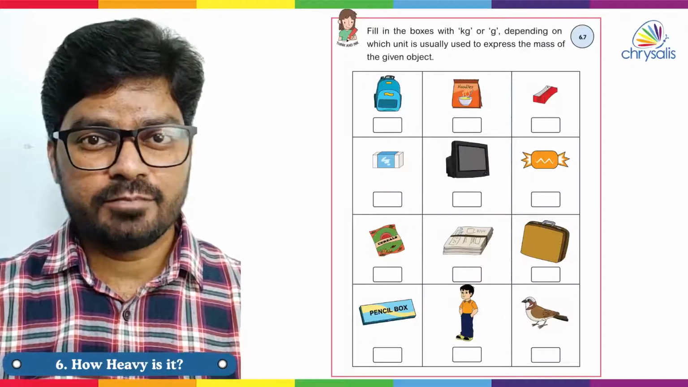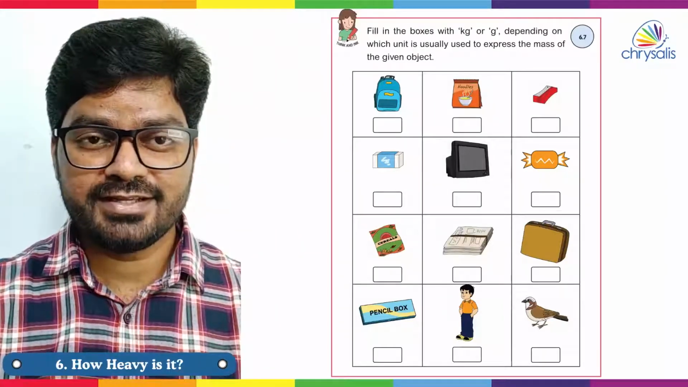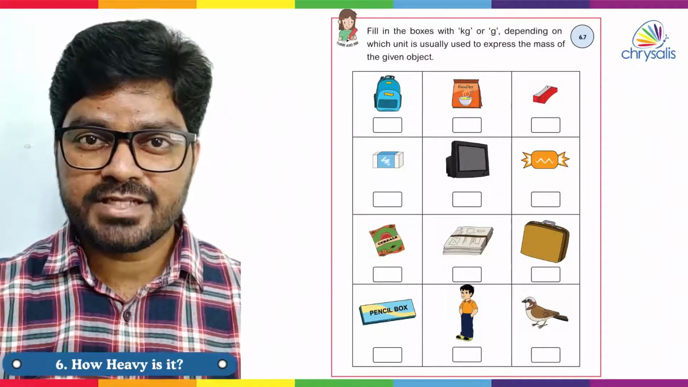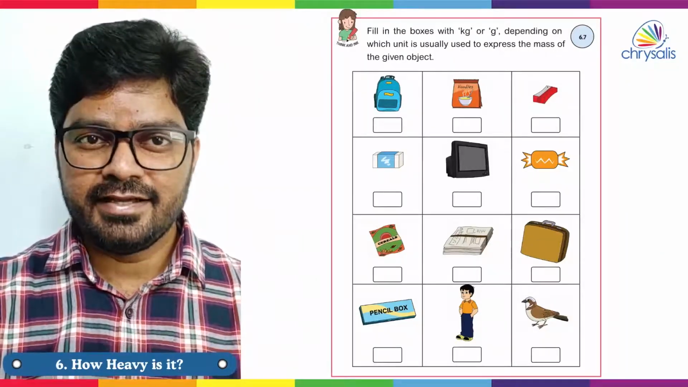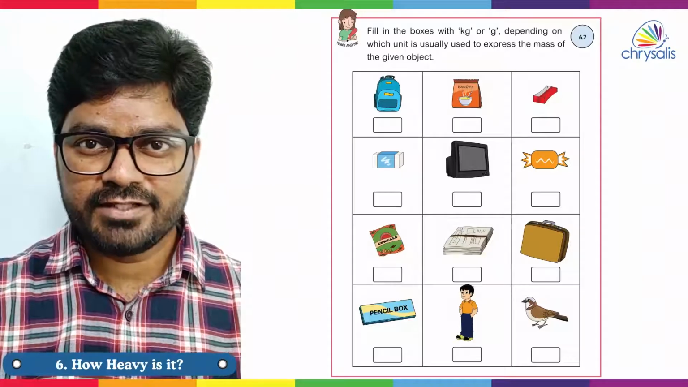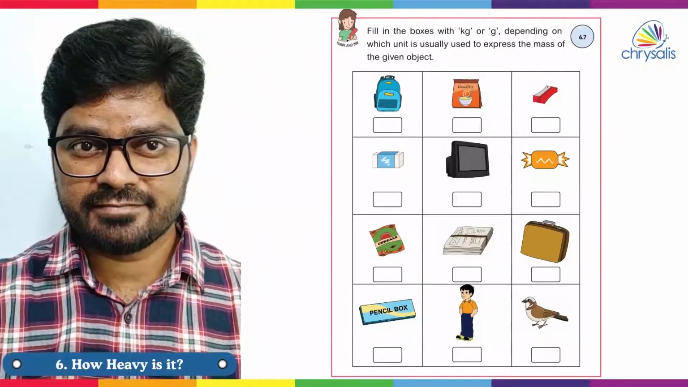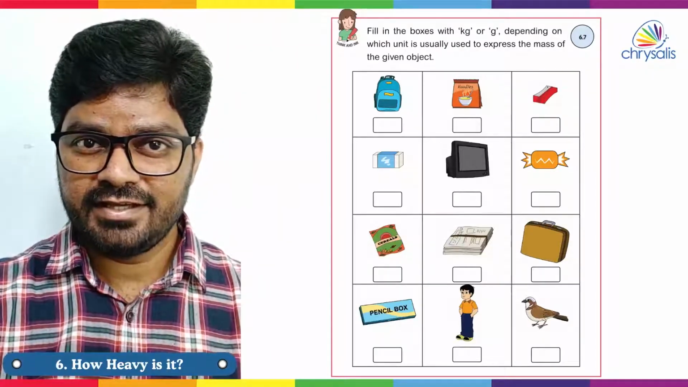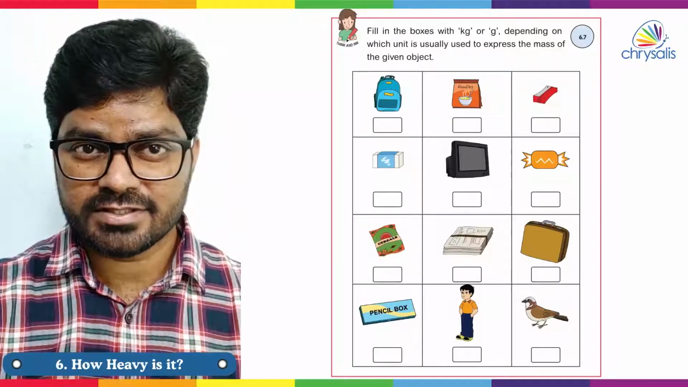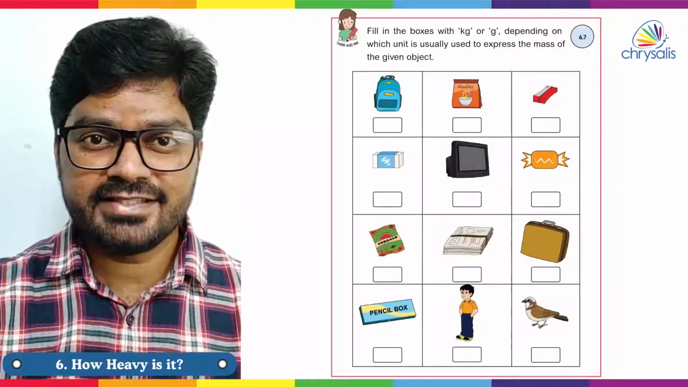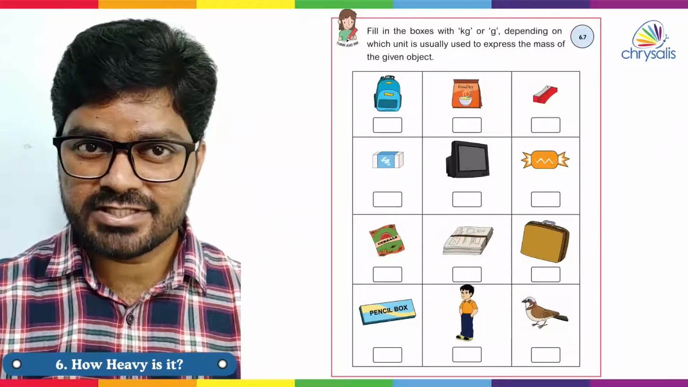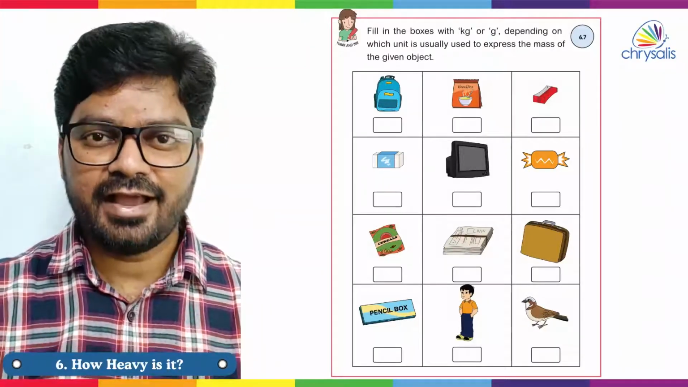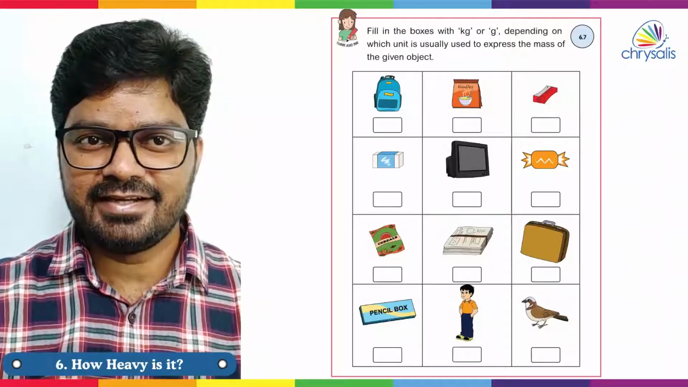We know that heavy objects are measured using the unit kilogram and light objects are measured using the unit grams. Here we need to identify if the object is heavy or light. If it is heavy, its mass will be measured in kilograms and we will write kg under it. If it is light, its mass will be measured in grams and we will write g under it.